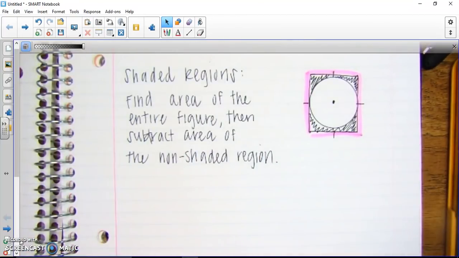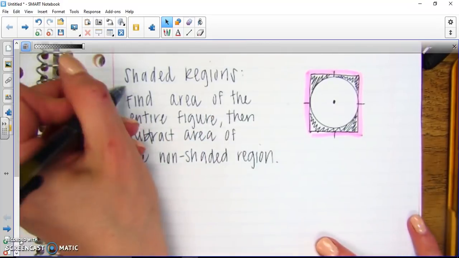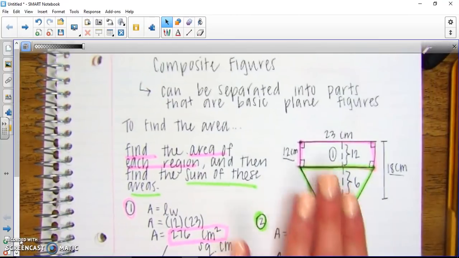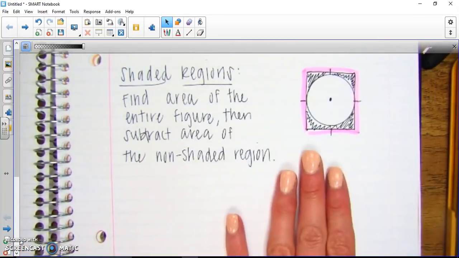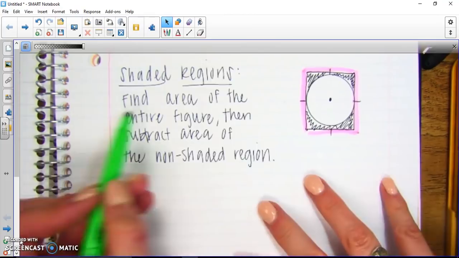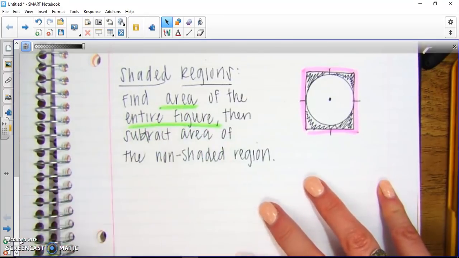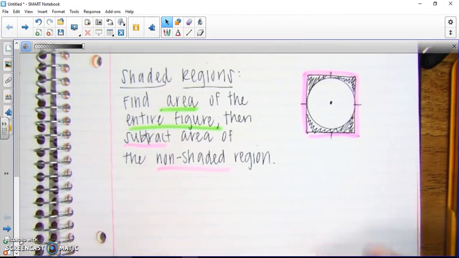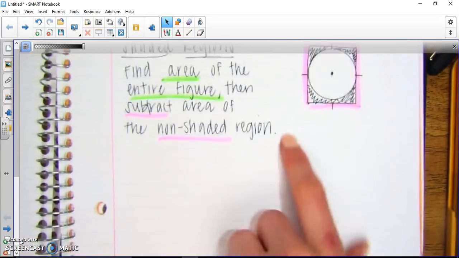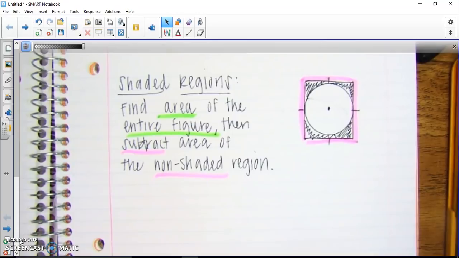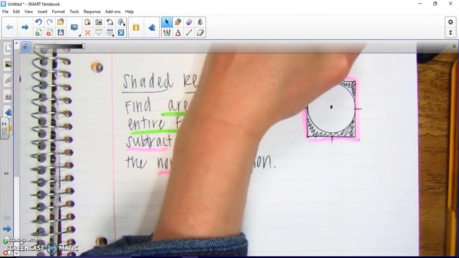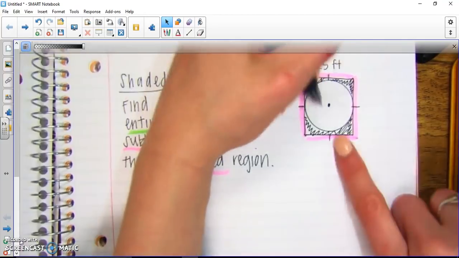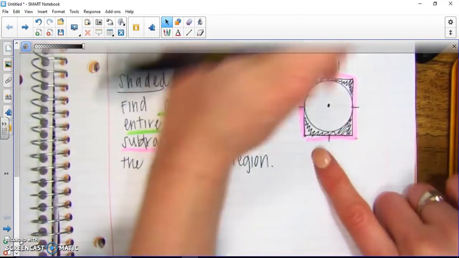Okay, so a lot of times whenever we're dealing with shaded regions, unlike the first method where we were adding parts together, this time we're actually going to be taking away the non-shaded region. So find the area of the entire figure, then subtract the area of the non-shaded region. Okay? All right, so we have the entire figure as a square, and let's say that this square has a length of 25 feet. Okay, and we're going to pretend that this circle actually really does come to the edges.